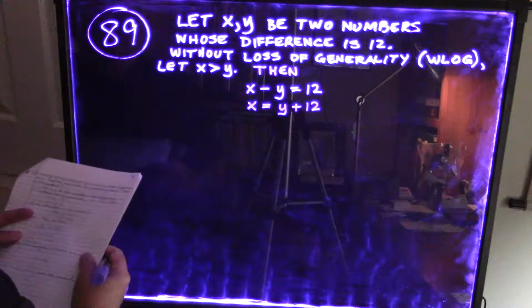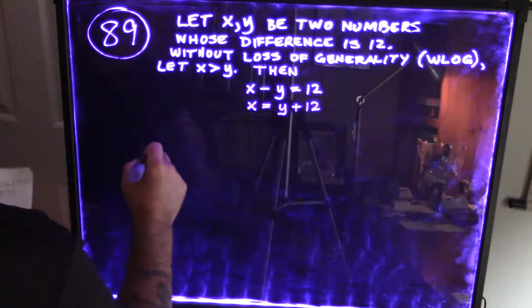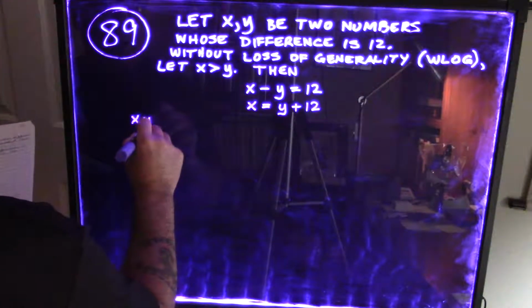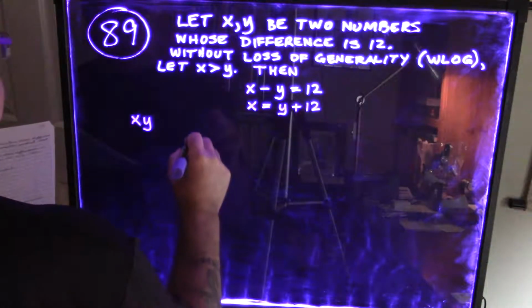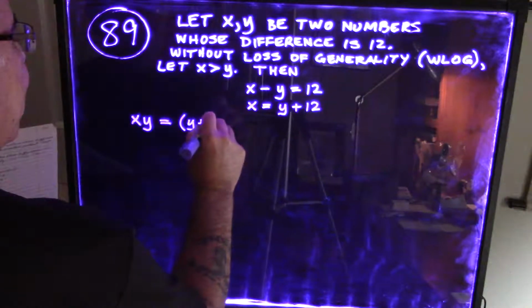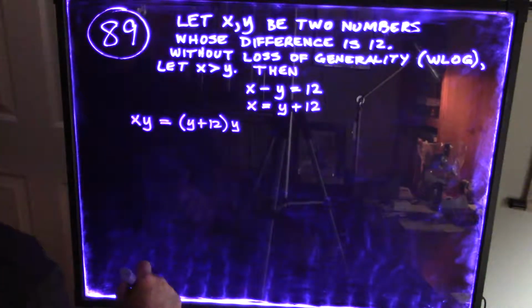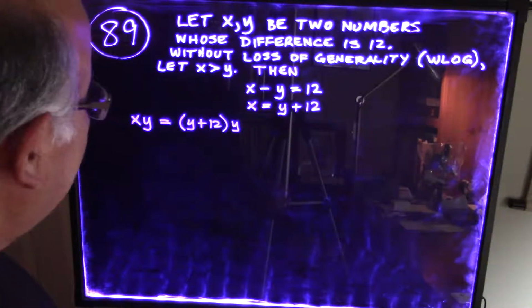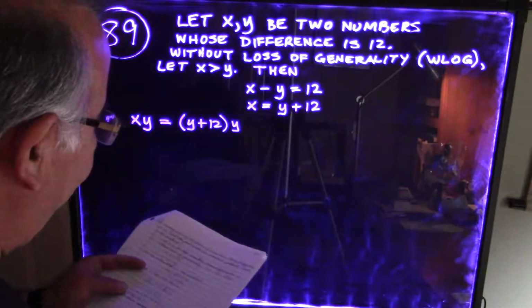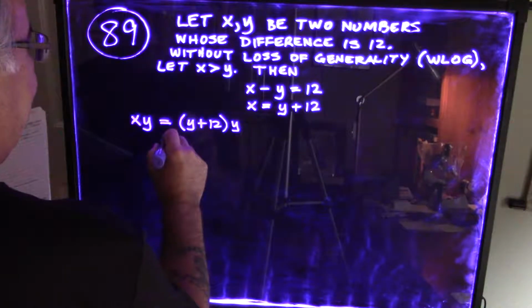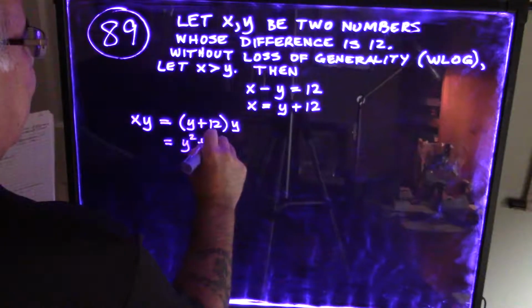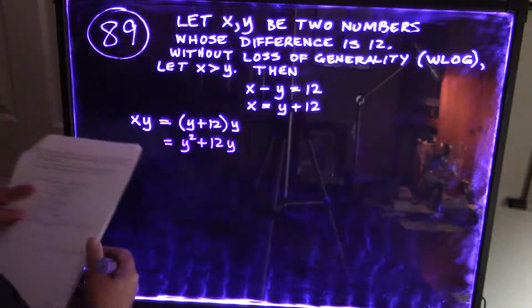Now, we're interested in the product, so we're interested in x times y, xy. What is xy? Well, x is y plus 12, so that's y plus 12 times y. Now, is this starting to look familiar to you? Yeah, this is kind of like problems we've just been working on. And you're getting a quadratic function here, y squared plus 12y. That makes sense because this is the quadratic section.